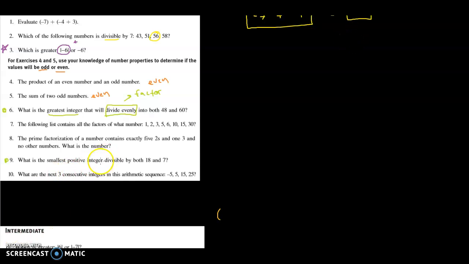What is the smallest possible integer divisible by both 18 and 7? So we're looking for an unknown number that can be divided by 18 and 7. What's the smallest one that would work? Well, same thing. Whenever you're asked about smallest or largest, the first thing you want to do is figure out the prime factors for each of these things.